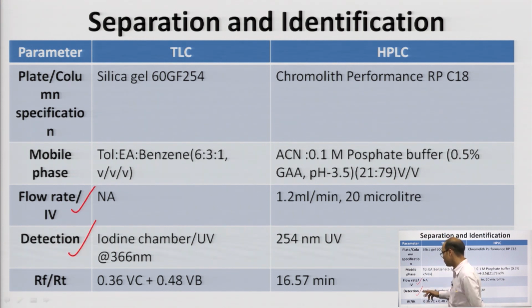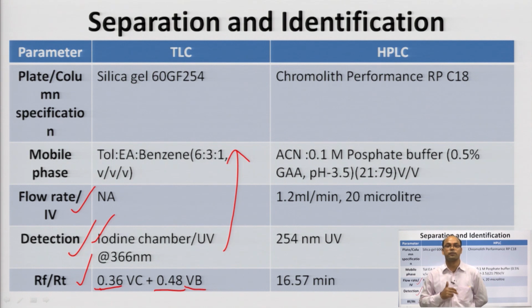Detection of our spot of Vinca alkaloid was done with the use of an iodine chamber, and the plate is visualized under a UV cabinet at long wavelength, 366 nanometer. The retention factor we got under these conditions for vincristine is 0.36, and for vinblastine we got an RF value of 0.48. So in this way we can identify, separate, or estimate the compound in our drug sample.